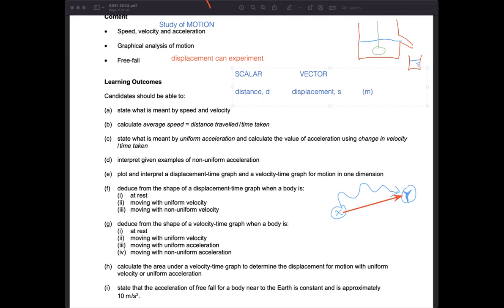Okay, Yishen, displacement is the same meaning as distance. Okay, so displacement, the only thing different is that displacement is a vector, it has a direction. Okay, so your unit for displacement is incorrect.